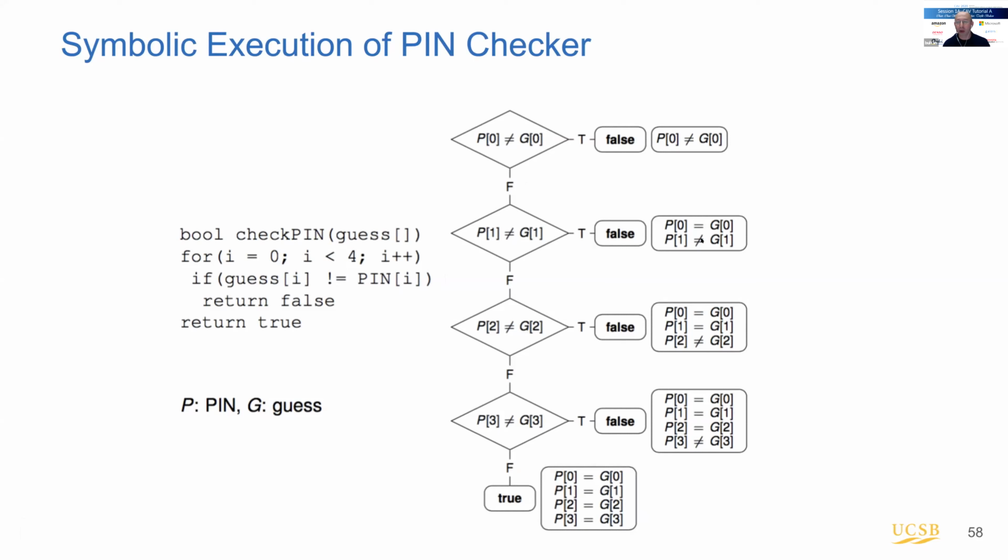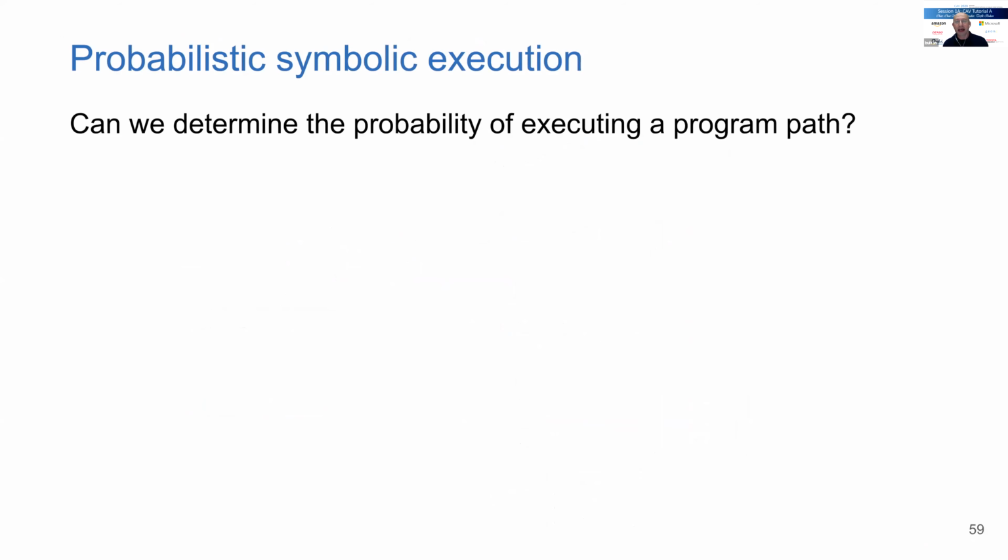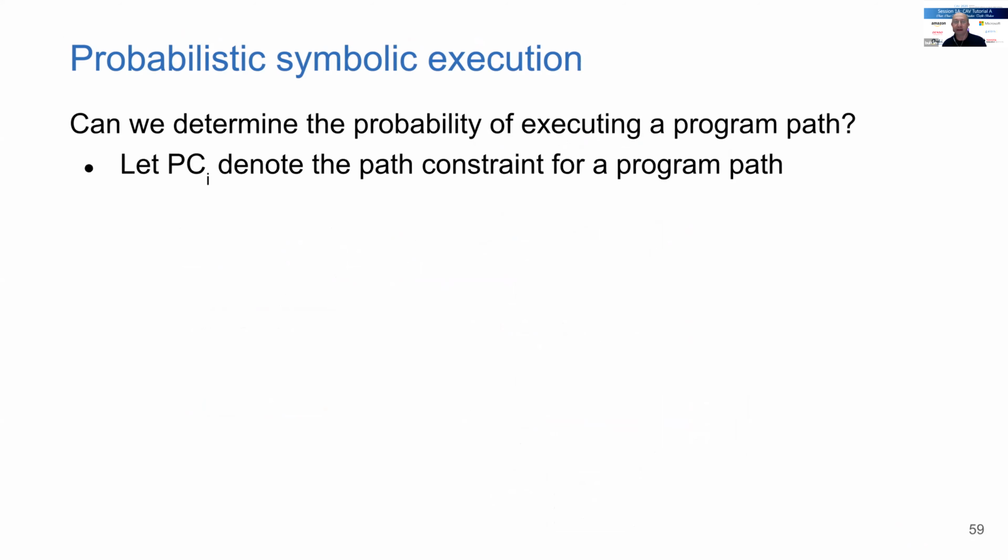Now, standard symbolic execution would generate these path constraints for you and tell you which paths are feasible in your program, right? I assume a lot of people know that, but even if you don't, that's what symbolic execution does. It generates path constraints on the input and tells you which paths are feasible. Now, we are going to extend symbolic execution to probabilistic symbolic execution by determining the probability of executing each program path. So how are we going to do that?